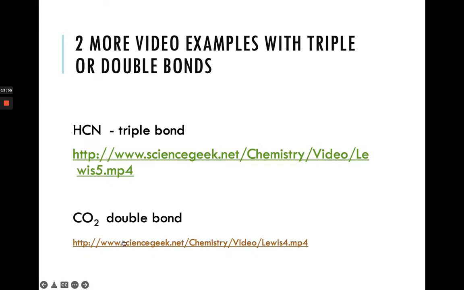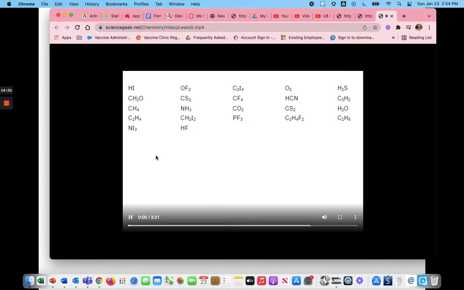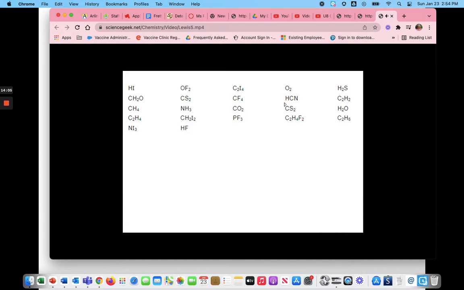Let's look at just one more example. This one will be with a triple bond. And again, a triple bond is sharing 3 pairs or 6 electrons. The molecule this time will be HCN, hydrogen cyanide.